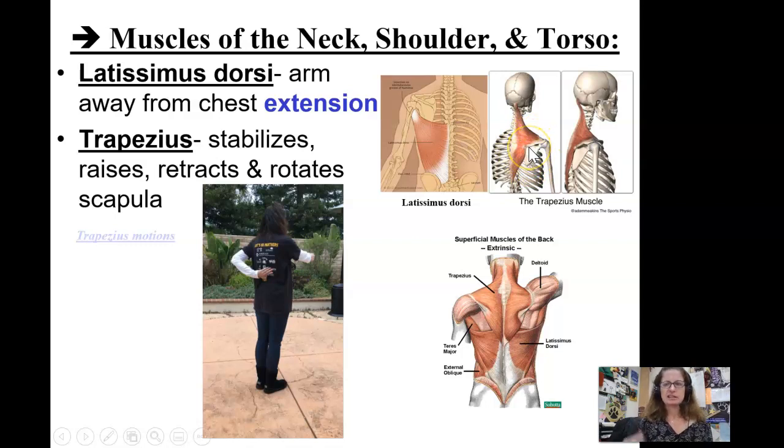So he keeps it all stable, but he can raise it. So you shrug your shoulders, up, down. Your trapezius is literally pulling this guy straight up. He can also rotate. So when you're moving your back around, you can rotate that around.